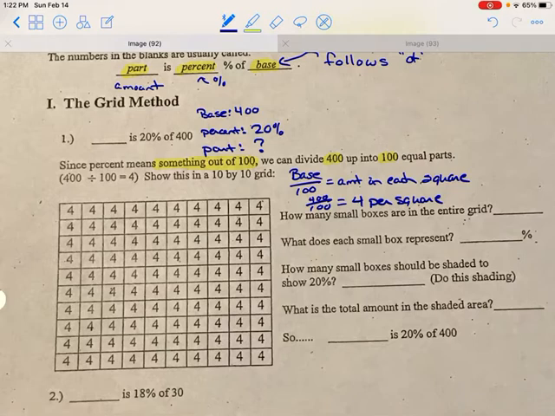All right, now we have a few questions here. How many small boxes are in the entire grid? We know that there's 100. And the reason we like this is because each box represents exactly 1%. So 1% of 400 would be 4 because that's one box. Now in this case, we want to show 20%. So what we're going to do is shade 20 boxes.